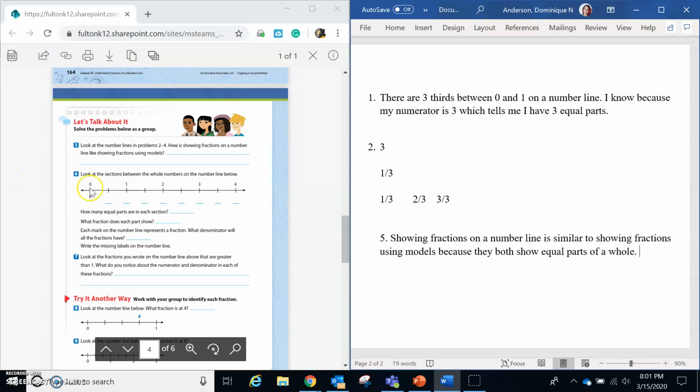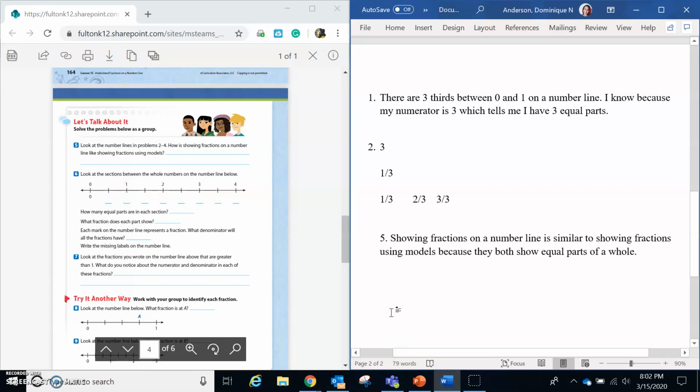Number 6. If you need time, remember to pause. Look at the sections between the whole numbers on the number line below. How many equal parts are in each section? So let's just take a look between 0 and 1. Let's not even worry about all these other numbers. Let's look at 0 to 1. So if I look, I have 2 equal parts.